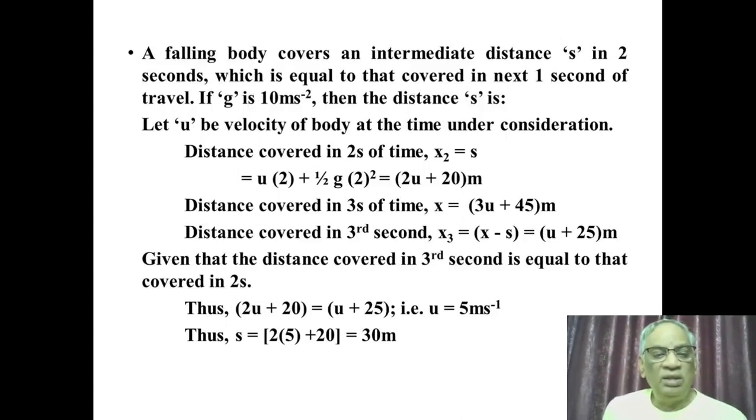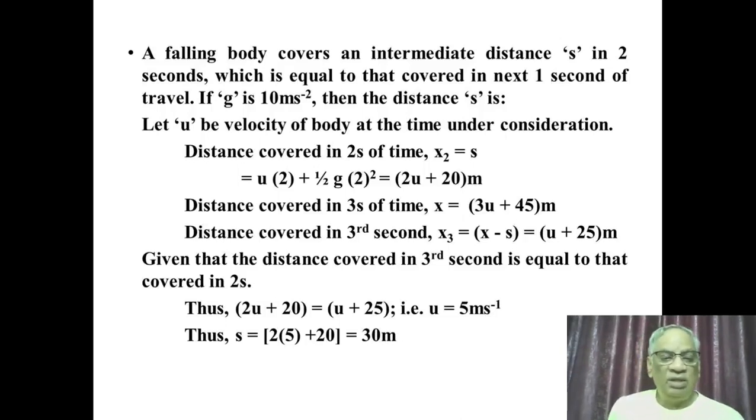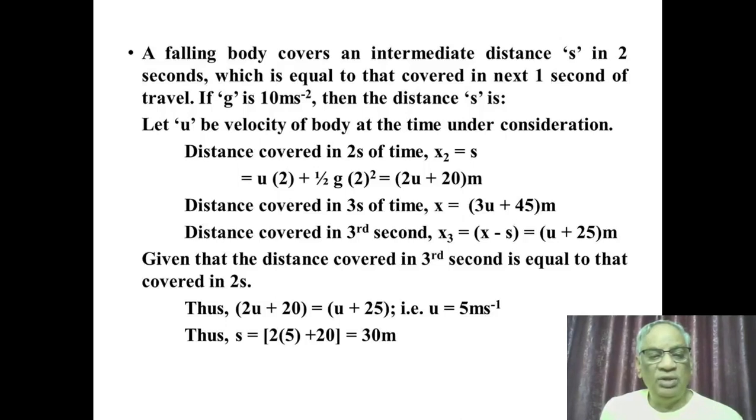So the distance covered in the third second, x3, is equal to x minus s. Total 3 seconds minus 2 seconds distance, that is u plus 25 meters. Given that the distance covered in the third second is equal to that covered in 2 seconds, thus 2u plus 20 is equal to u plus 25. That is, u is equal to 5 meters per second. Thus s is equal to 2 into 5 plus 20, that is 30 meters.